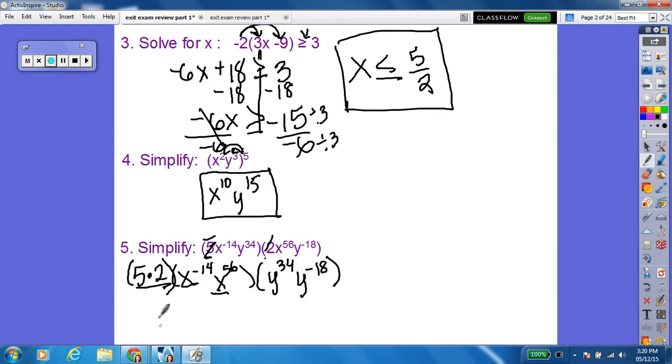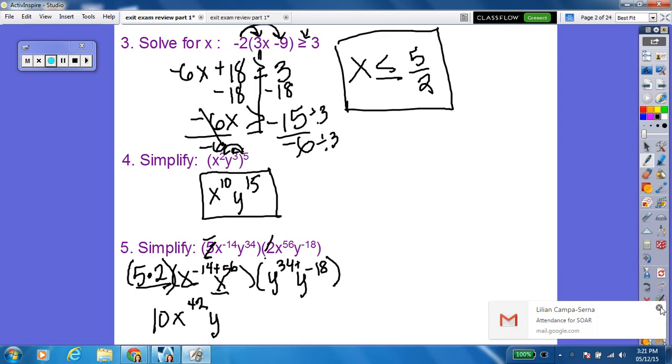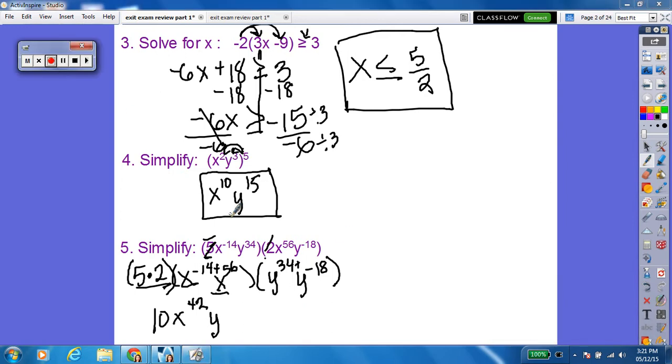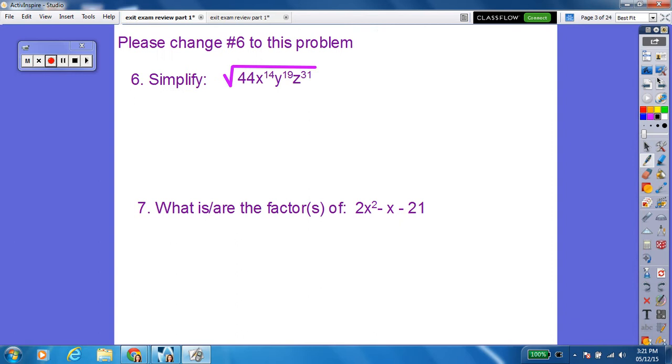We're going to multiply our lead numbers, constants. 5 times 2 is 10. Now we're going to add negative 14 plus 56, and that's positive 42. Here we are going to add again, 34 plus negative 18, and let me do the math real quick, that was y to the 16th, and there you have your answer for that. So make yourself a note. When you're multiplying same base, you're supposed to add your exponents, versus when you do power to a power, you multiply. All right, moving on.